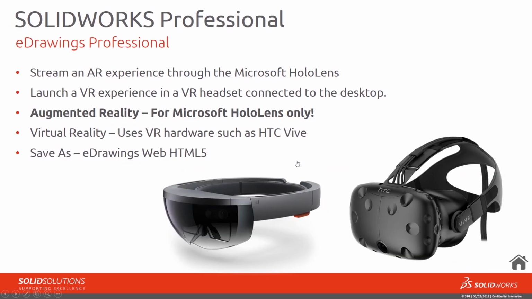eDrawings Professional. Now some of the functionality from Professional 2018 has been just put into Standard 2019, but certainly in the Pro version of 19 we can stream augmented reality experiences through the Microsoft HoloLens, which is what you see on the left there. So we can use augmented reality within eDrawings. We've also got the ability to launch virtual reality experiences in VR headsets such as the HTC Vive, which you see on the right hand side there.